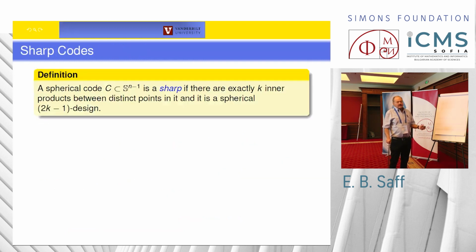And so one other class that we all know and love are the sharp codes, right? A sharp code has the property that it has k distinct inner products between distinct points of the set, and it's a spherical 2k minus 1 design. So this is Cohn-Kumar stuff, that to be a sharp code.